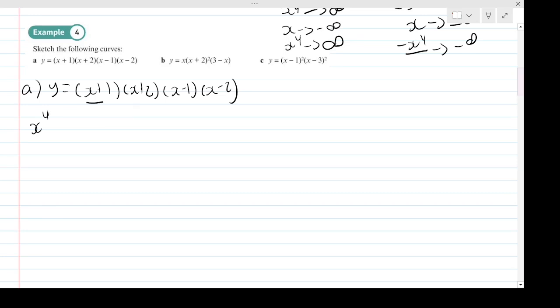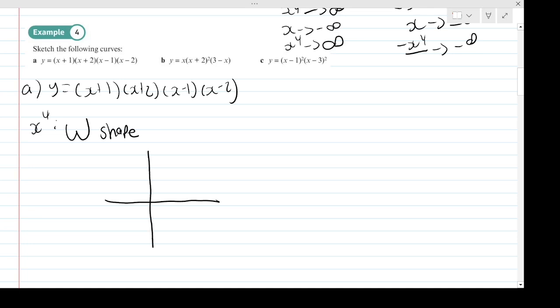You can quickly work that out by just realizing we can just times the x terms in all the brackets. So x times x is x squared. Then another x is x cubed. Then we have another x, which is x to the 4. So we have one x to the 4, which is positive. So that means we're going to get a positive shape. It's going to look like this, a sort of W shape.